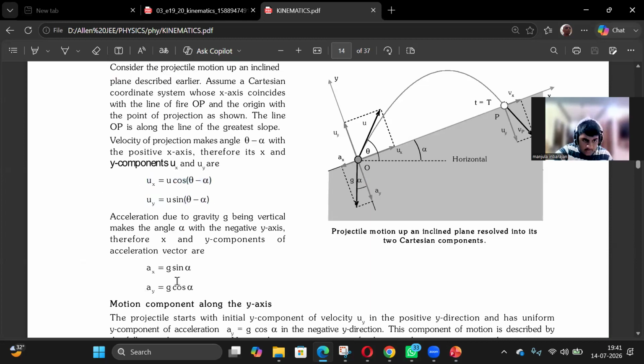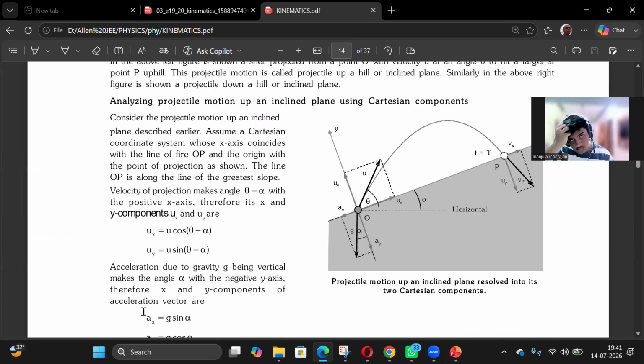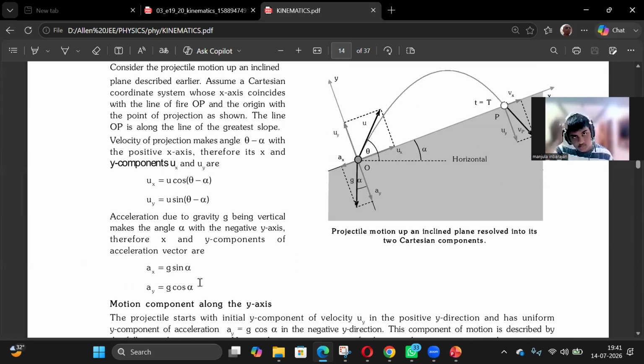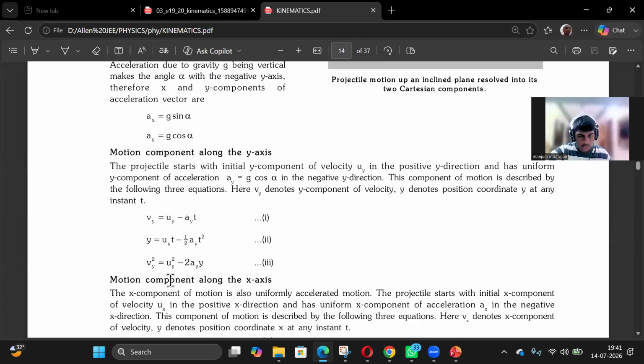And the acceleration along x and y is g sin alpha, because g is this one, and g cos alpha is perpendicular. Actually it should be minus g cos alpha, and ax also negative. Both should be negative. Here they put the negative sign here. It will be better if I put the negative sign here, but either way, somewhere a negative sign has to come.